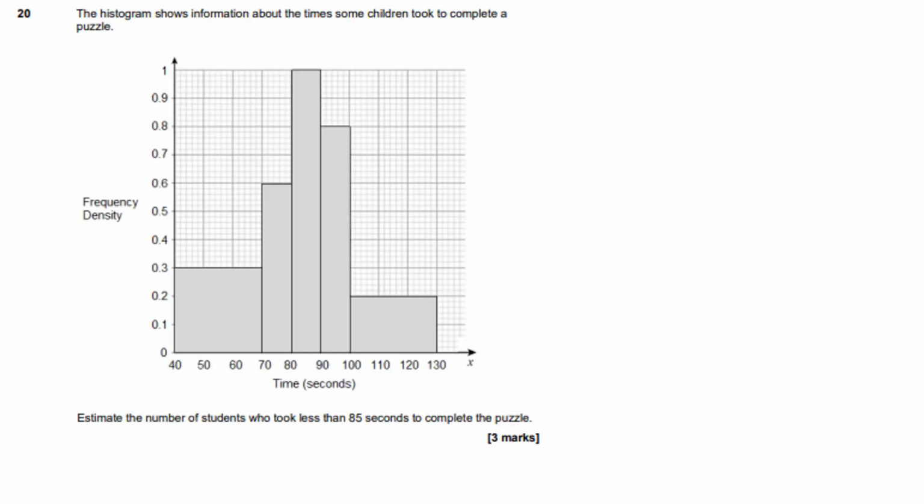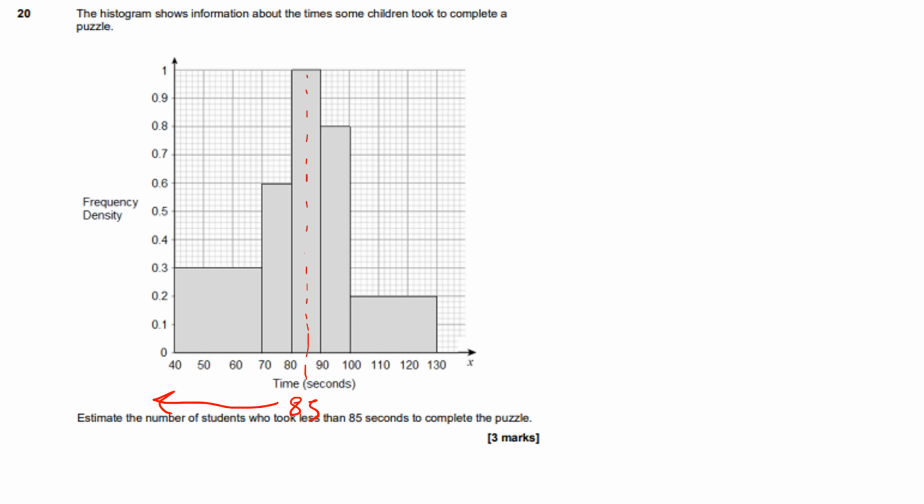Question 20, the histogram shows information about the time some children took to complete a puzzle, okay? Estimate the number of children who took less than 85 seconds to complete the puzzle. So we are looking at less than 85, which is this side here. We should all remember that if we're trying to estimate the frequency from a given histogram, we need to find out the area of each section.